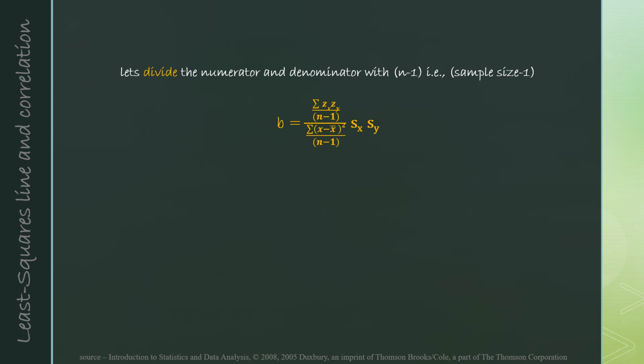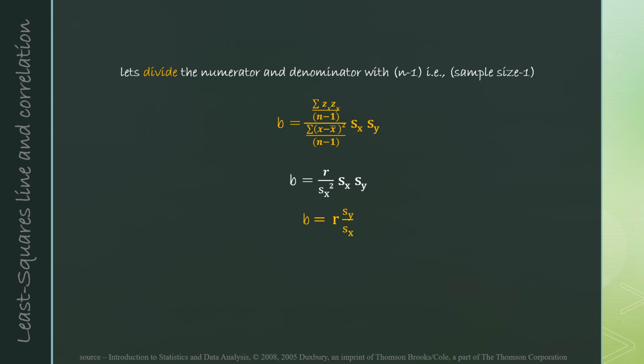Now let's divide the numerator and denominator by n minus 1, that is the sample size minus 1. Since sigma Zx multiplied by Zy divided by n minus 1 is nothing but r, and sigma (x minus x bar) the whole square divided by n minus 1 is nothing but Sx square, the expression for b becomes r divided by Sx square multiplied by the product of Sx multiplied by Sy.